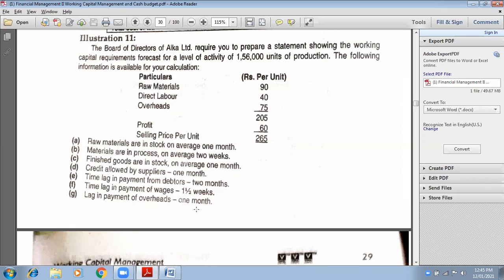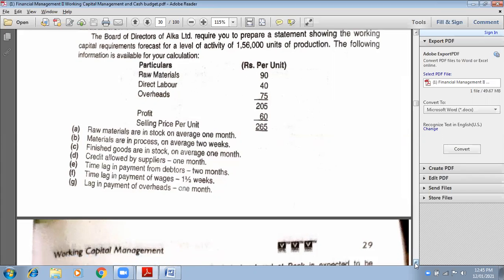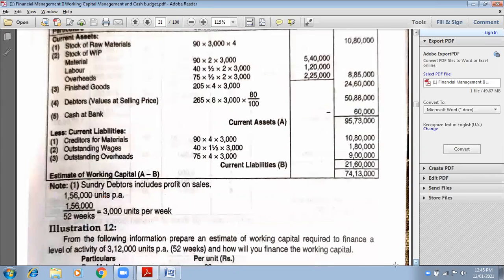Period 4 weeks. That is 3000 into 4 into how much is the rate per unit? 75. Very good. It is already given in the question. Look at the cursor, overheads is 75 per unit. So 3000 into 4 into 75. How much is your outstanding overhead? 9 lakhs. You can check from here. 9 lakhs is your outstanding overheads.